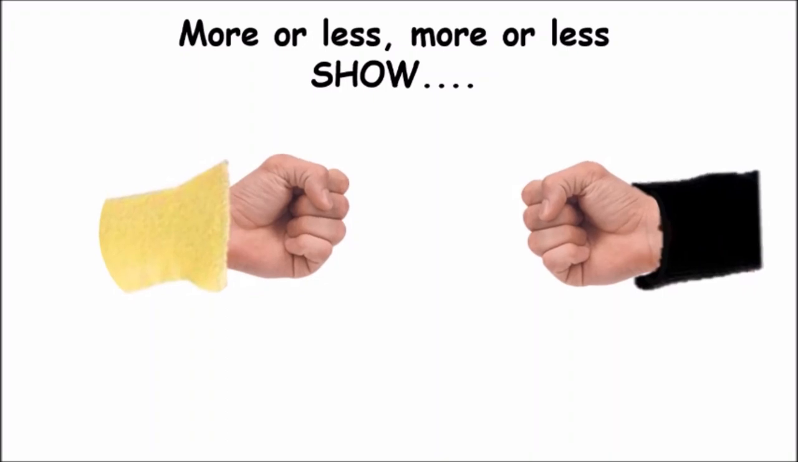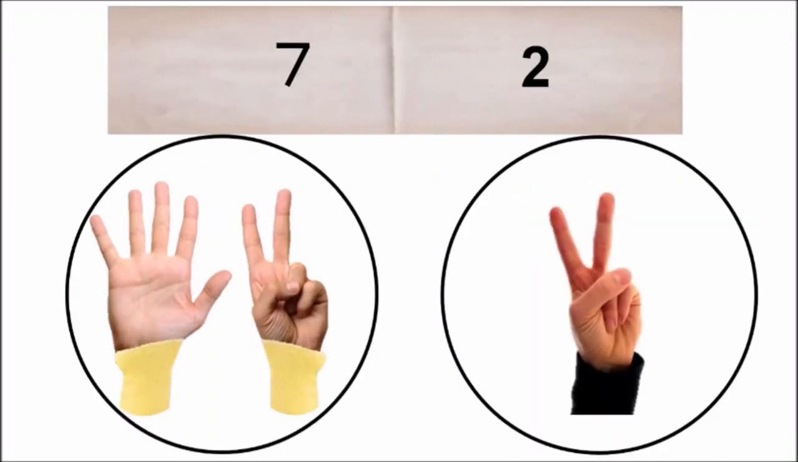More or less, more or less. Show. Children, 7 fingers are more or 2 fingers are more? Quickly, quickly, my circle has come. Where will my circle go? 7 or 2? Which number is more? Yes, 7 is more. So if you have circled number 7, then time for a yes celebration dance.